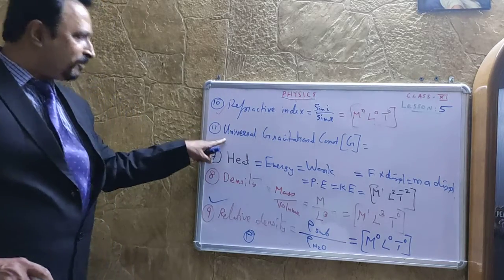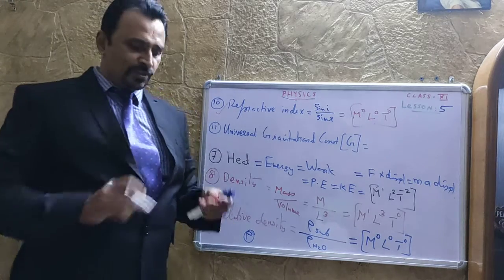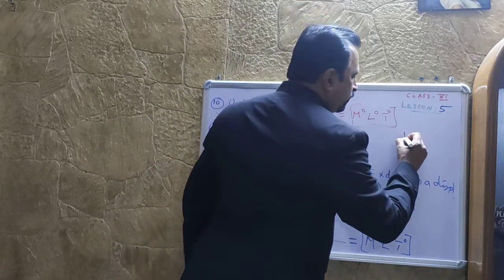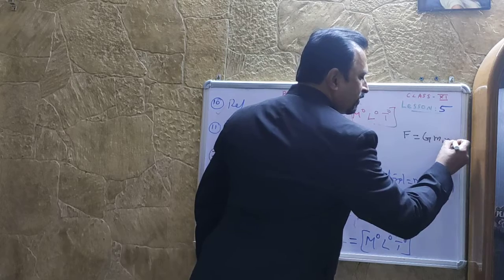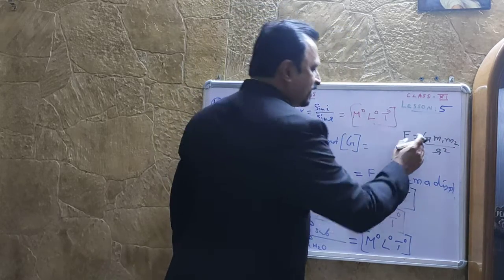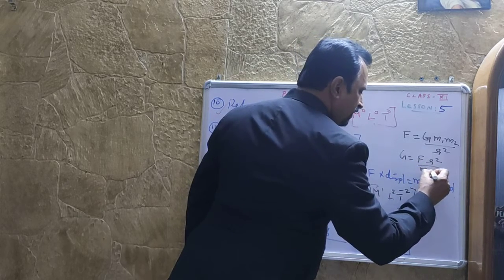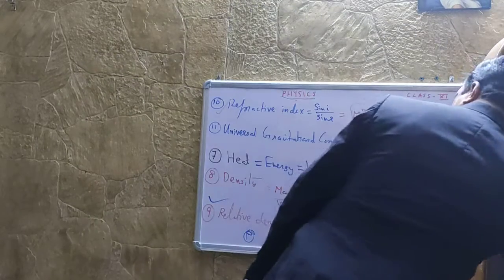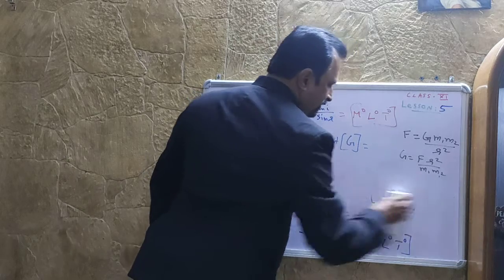Now see another very important physical quantity that is called universal gravitational constant. This is studied in your class 9. According to Newton's universal law of gravitation, F is equal to G m1 m2 divided by distance square. Is it right? Now from this you can write G equals F r square by mass 1 into mass 2. From this you can make the dimensional formula for universal gravitational constant. Let us see.